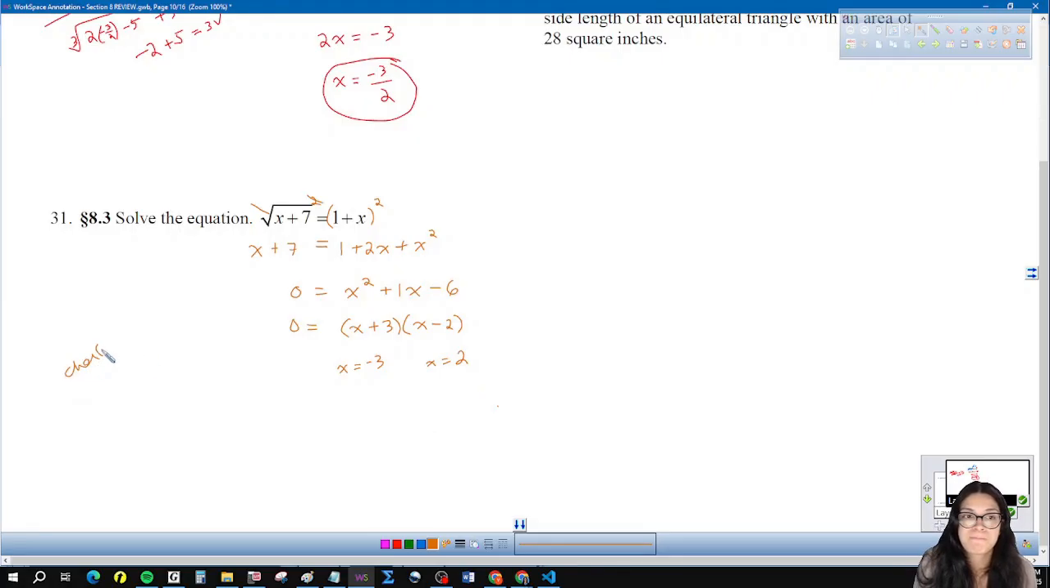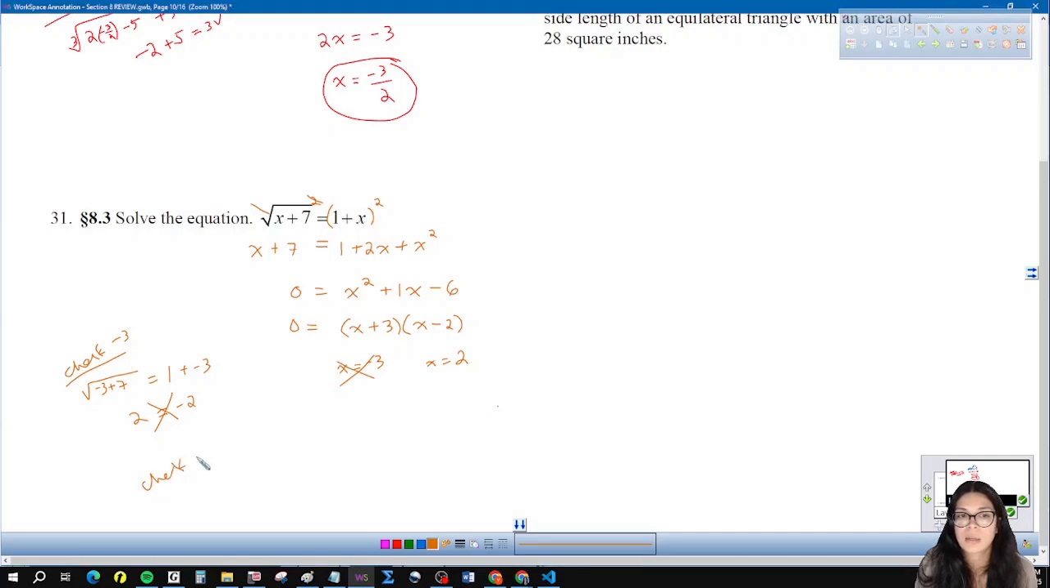Check them. I'll check negative 3 first. Negative 3 plus 7, does that equal 1 plus negative 3? Well, 1 plus negative 3 is negative 2. This will be the square root of 4, which is positive 2, so no, that does not work.